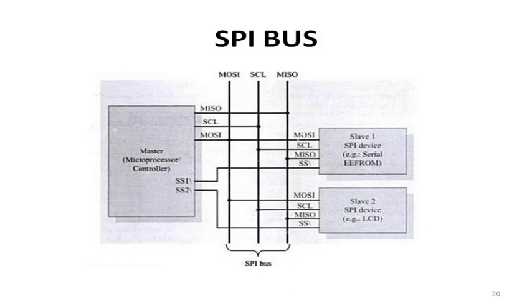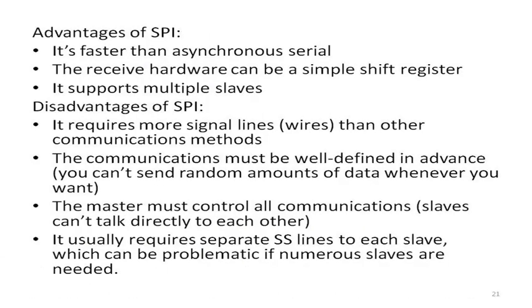In the last video, we have seen about I2C and SPI. So SPI advantage I already told, but again I'll repeat it. The advantage of SPI is that it is faster than asynchronous serial transmission, and the receive hardware can be a simple shift register.